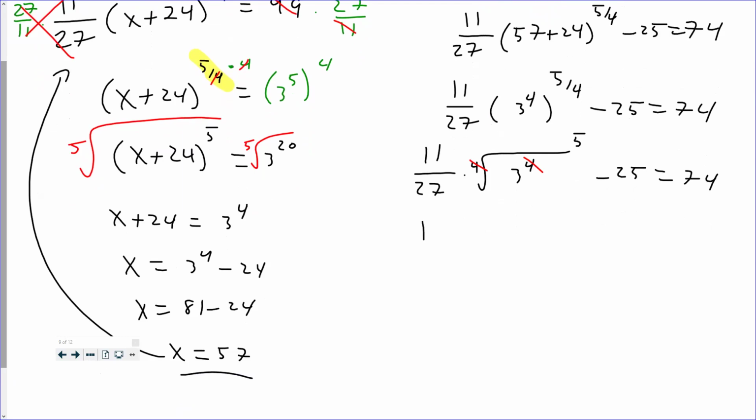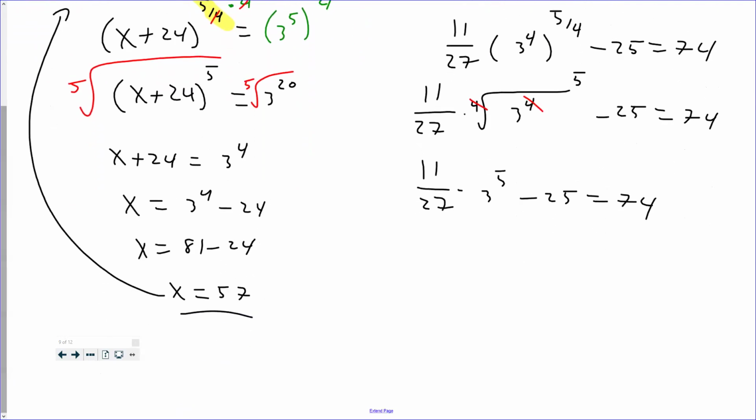So what I'm left with is 11 over 27 times 3 to the fifth minus 25 equals 74. So 3 to the fifth, we said that's 243. The 243 times 11 divided by 27 is 99. So this whole part right here, if you put it into a calculator, you get 99. Minus 25 is 74. That is true. So x equals 57 is my answer.